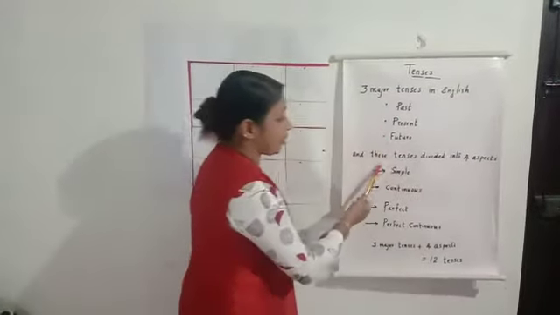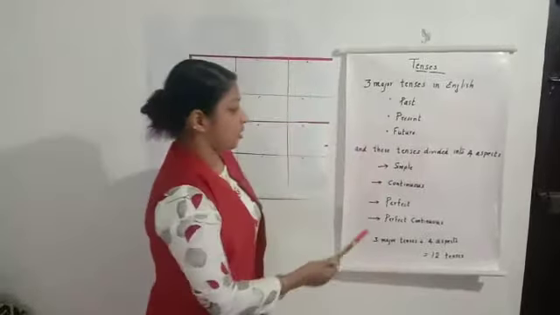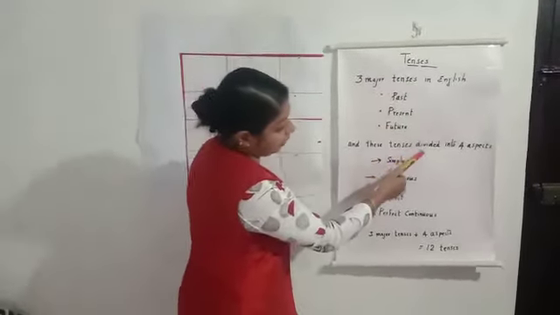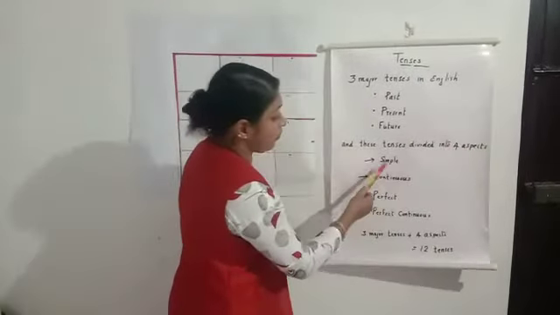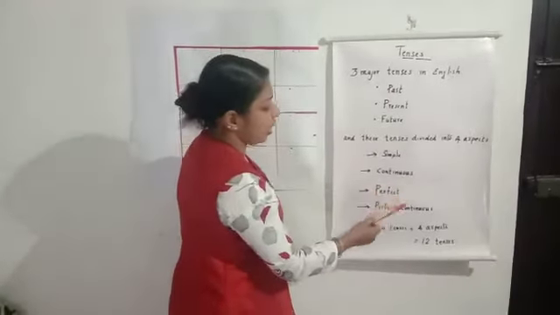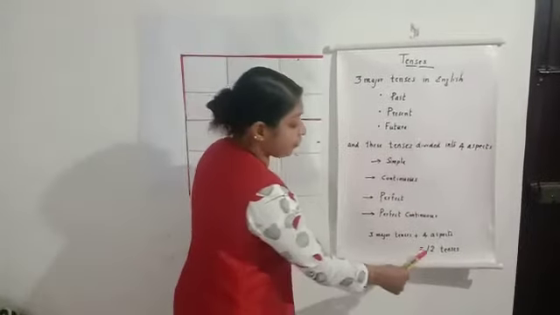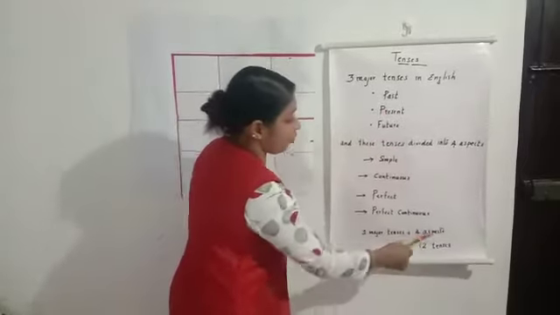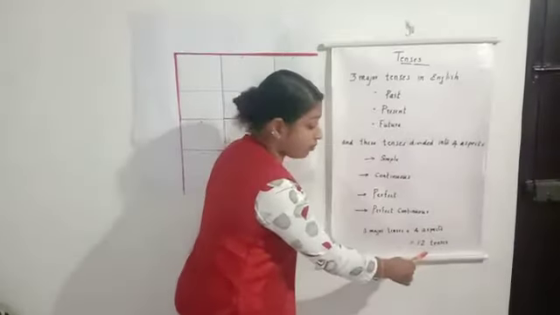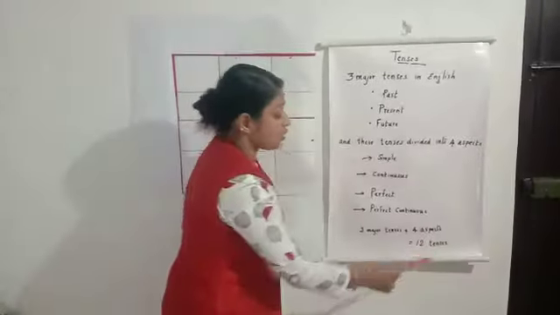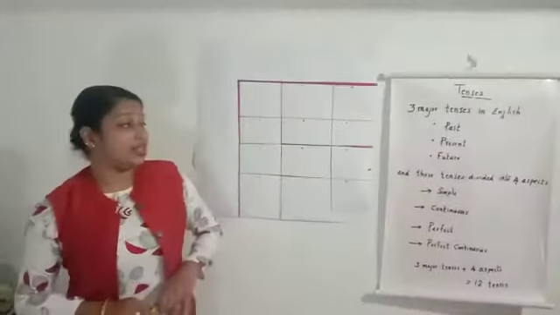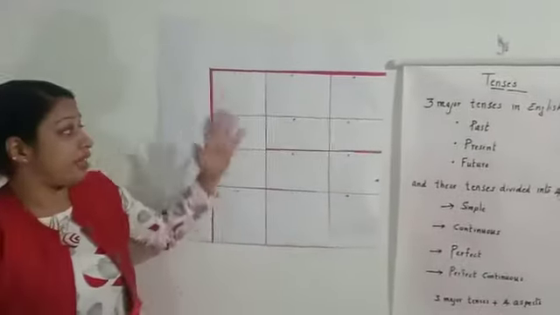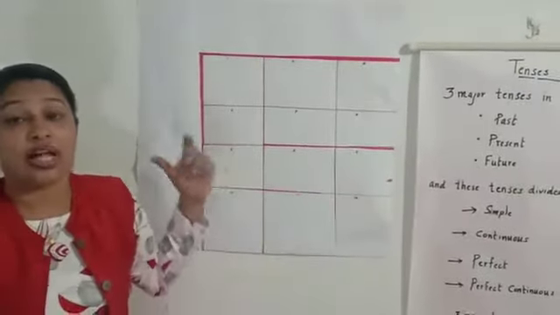Okay, so what are the aspects? Four aspects in English. The three major tenses are again divided into four aspects: simple, continuous, perfect and perfect continuous. So how did we find these 12 tenses? Three major tenses into four aspects. In total we have 12 tenses. Okay, so let's see how we can find these 12 tenses with the help of a chart.